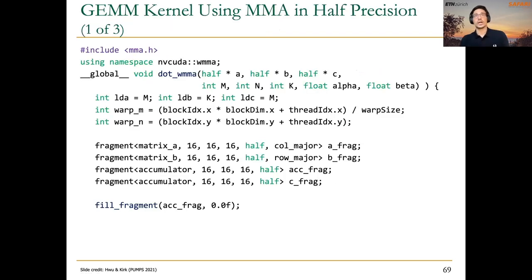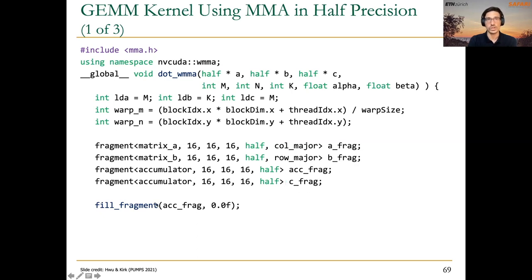Here you can see the code is relatively simple using the instructions, the APIs, that we have mentioned before. This would be the matrix multiplication. Here we have three matrices A, B, and the output matrix C. First of all, as usual, we need to define the indices for the threads and the warps involved in this computation. And here we declare a fragment for matrix A, for matrix B, and also a fragment accumulator, and a fragment for matrix C as well.